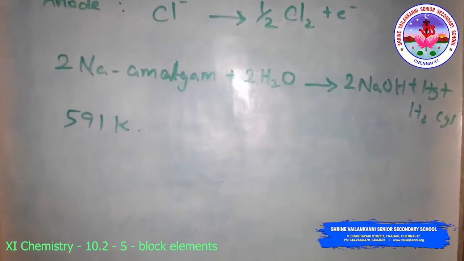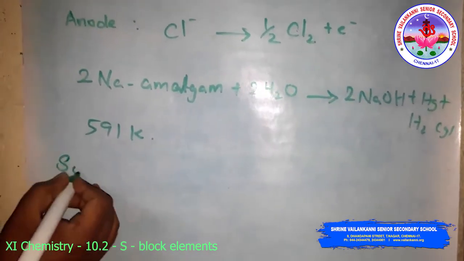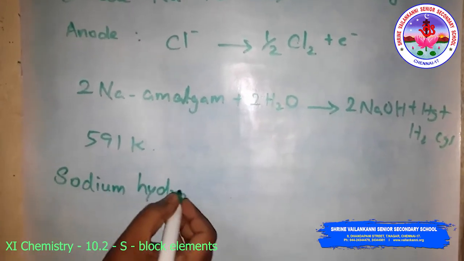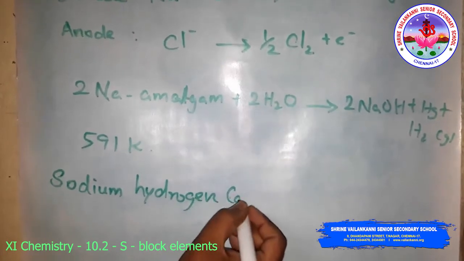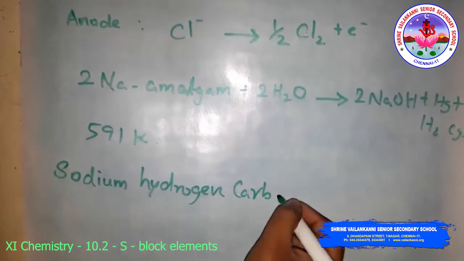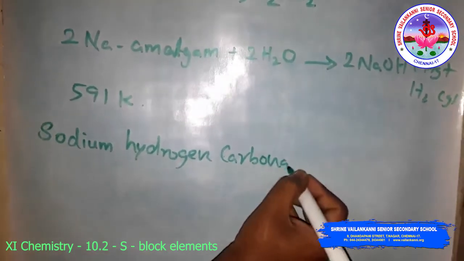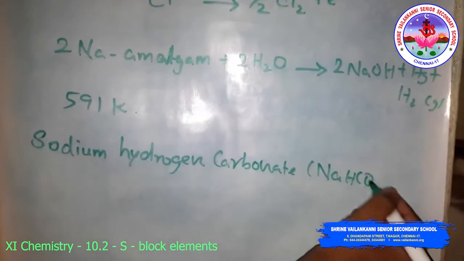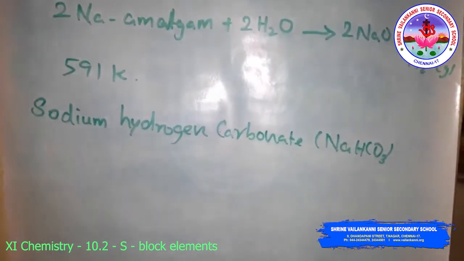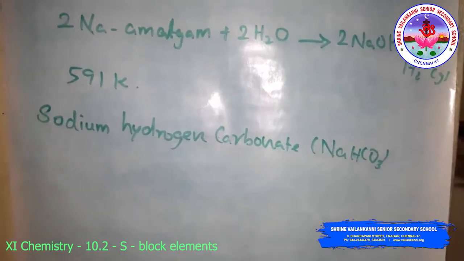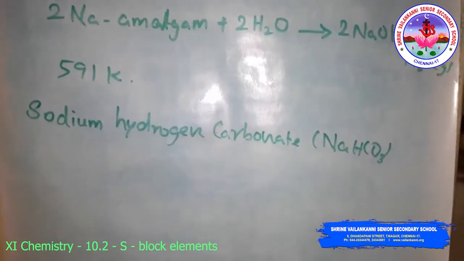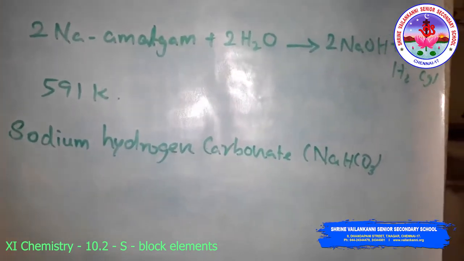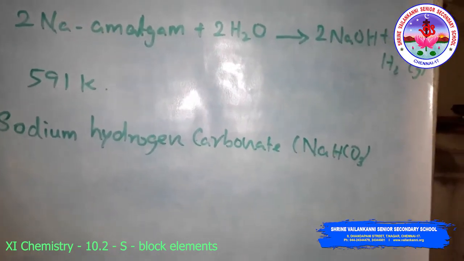Next is baking soda, that is sodium hydrogen carbonate, or simply sodium bicarbonate. The formula is NaHCO3. Sodium hydrogen carbonate is called baking soda because when it decomposes on heating, it generates bubbles of carbon dioxide gas.